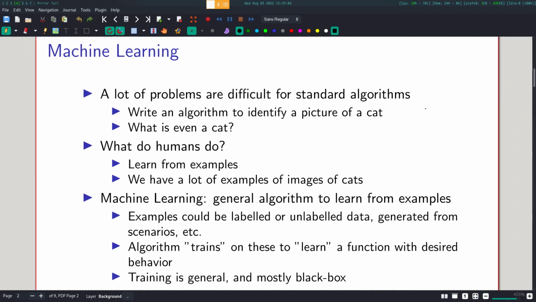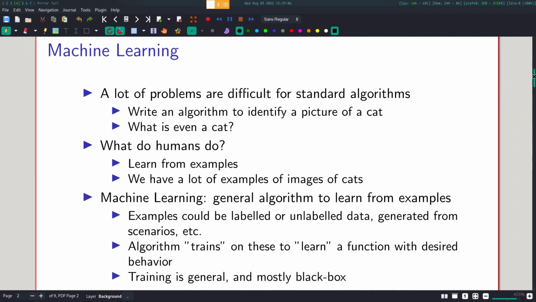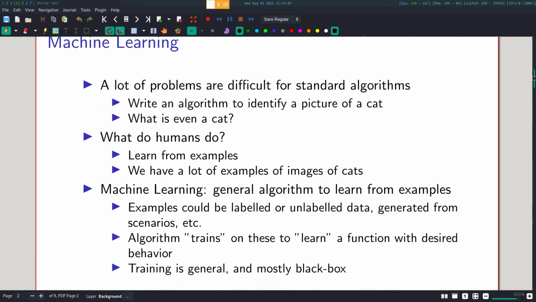So the idea behind machine learning is that there are a number of problems which are difficult for standard algorithms to solve. A typical example is, let's say you have a problem where you want to write a program to identify a picture of a cat. The program should take some image as input, and then it should tell you whether there is a cat in the image or not. Now if you imagine that you are going to sit down and write some program in C, C++ or Python that is going to do this without using any neural networks or machine learning or anything like that, you can imagine that this is going to be really difficult, right?